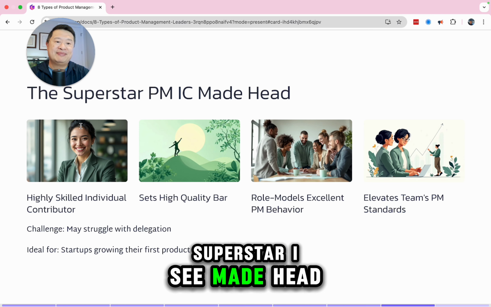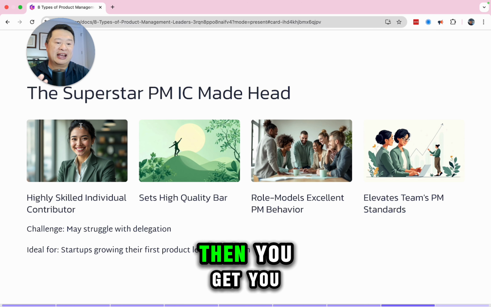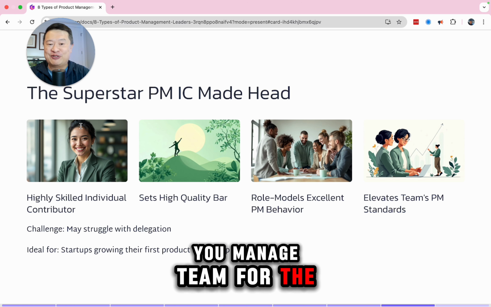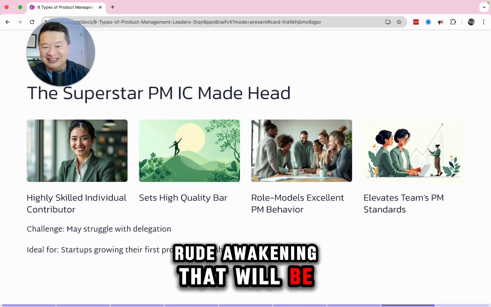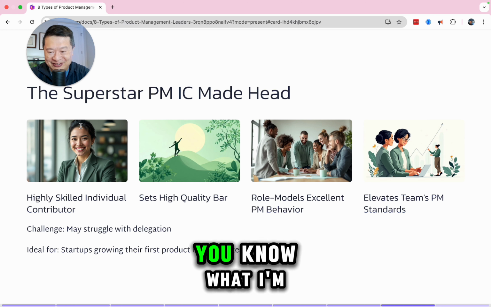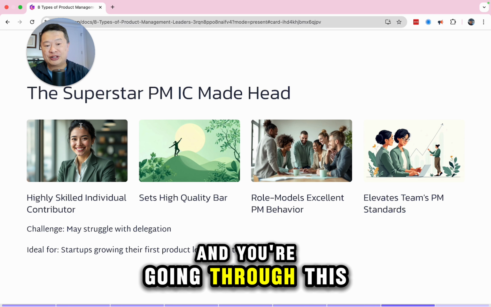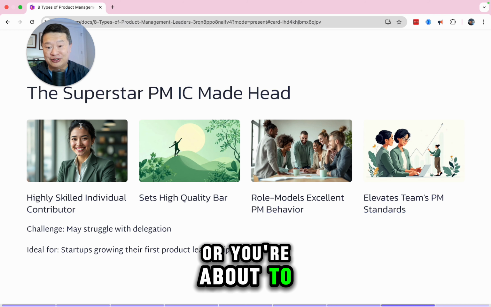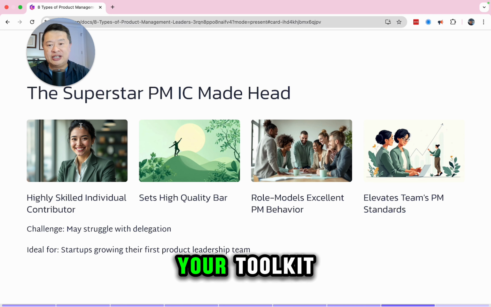Superstar IC made head. Many of us have been that person, and then you manage a team for the first time. And wow, what a rude awakening that will be if you haven't gone through that. And if you have, you know what I'm talking about. Key thing here, if you are that person and you're going through this right now or you're about to, is go slow and know that you will need to adapt your toolkit.